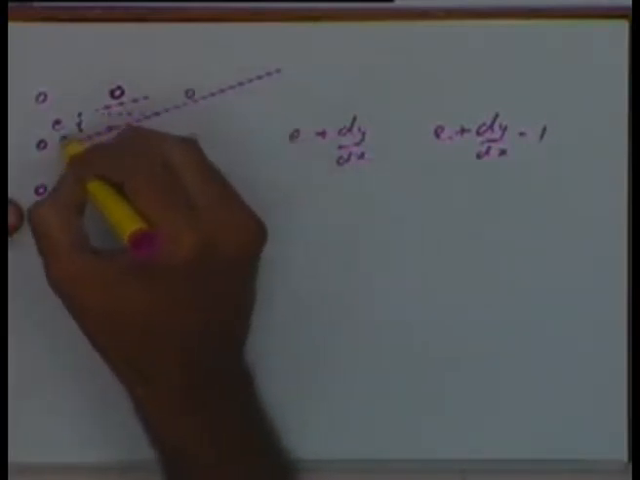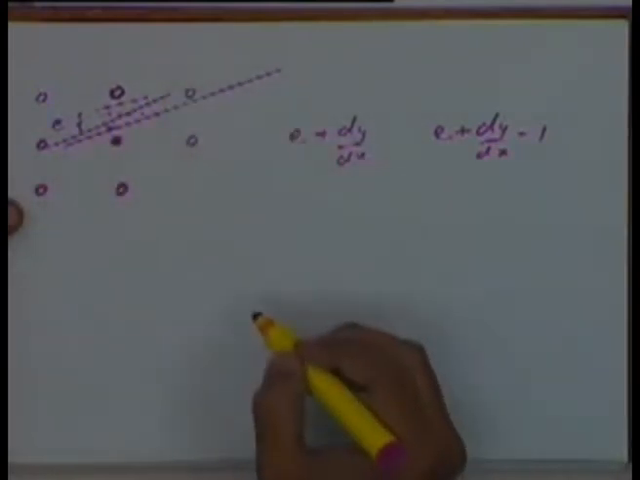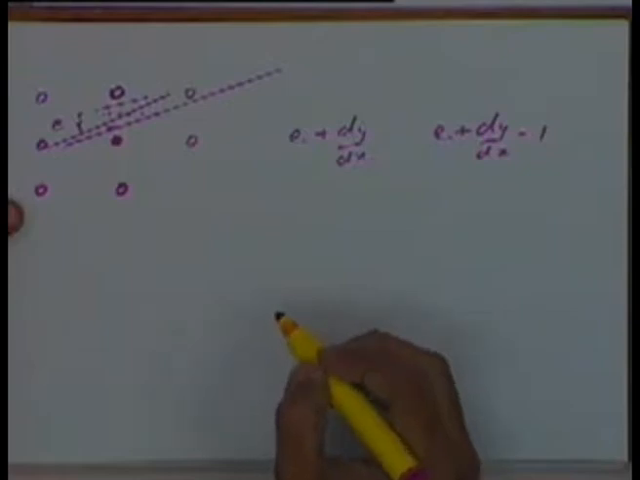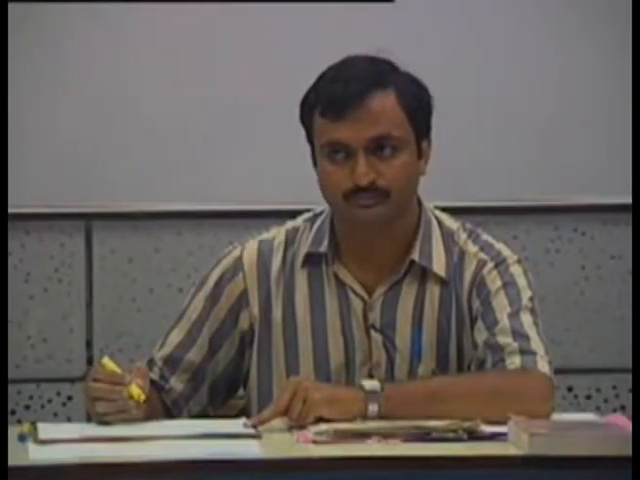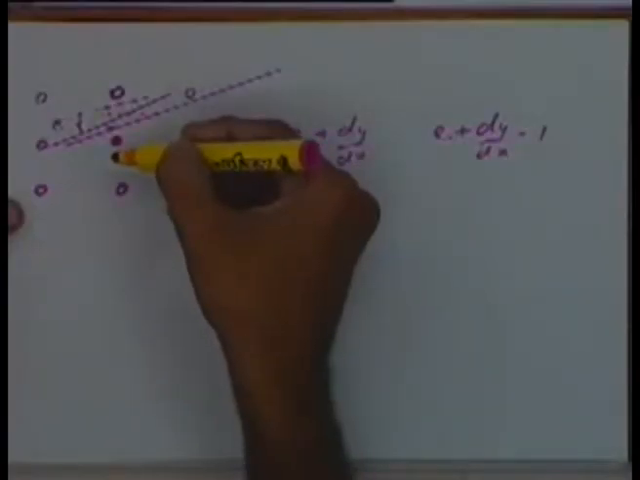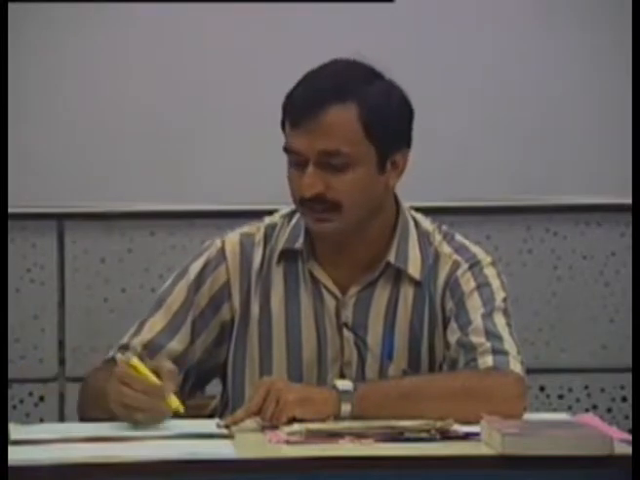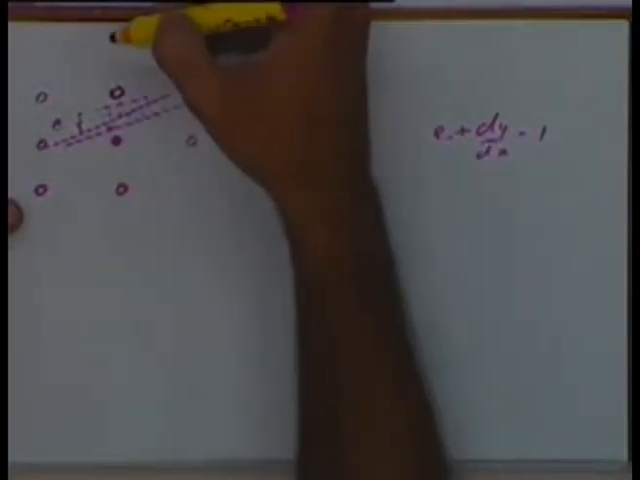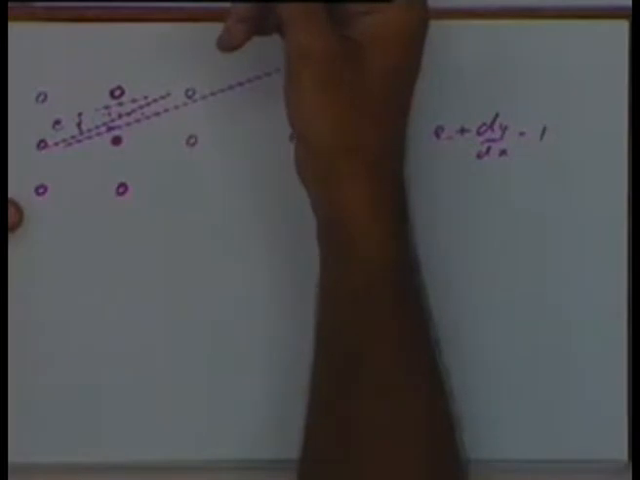Okay, if the line is passing exactly through the center, how much is the error? 0. The error is 0. If the line is passing below that, then how much is the error? Whatever amount it is passing. Positive or negative? Negative. The error will be negative. If the line is above that, the error is positive.